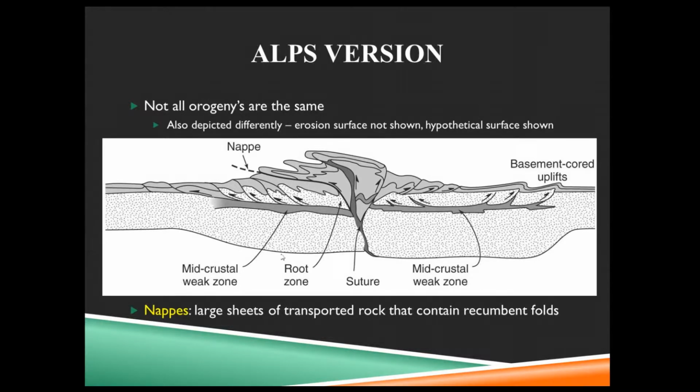The nappe is a large sheet of transported rock that has some recumbent folds in it. So that's folds laying on their sides. Like this fold right here is a recumbent fold. It's laying on its side at less than a 10-degree angle. And so this is rock that has been moved a long ways, transported rock, and it's a recumbent fold.